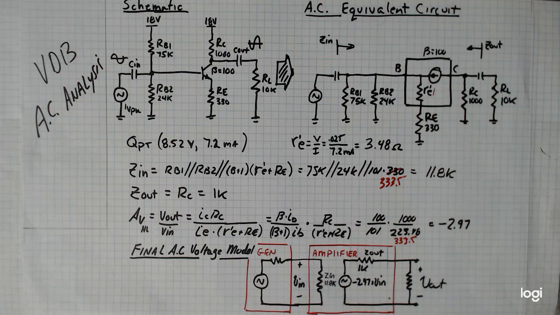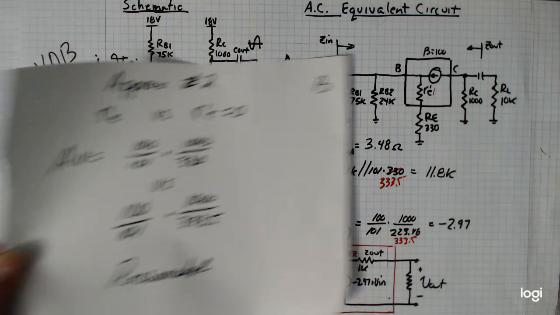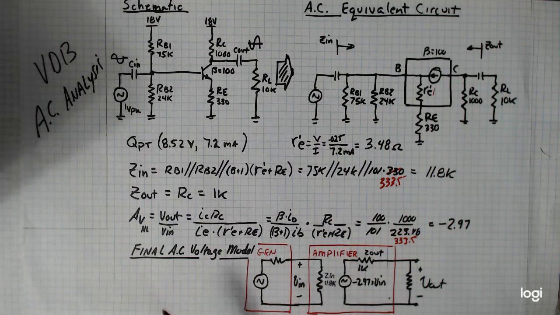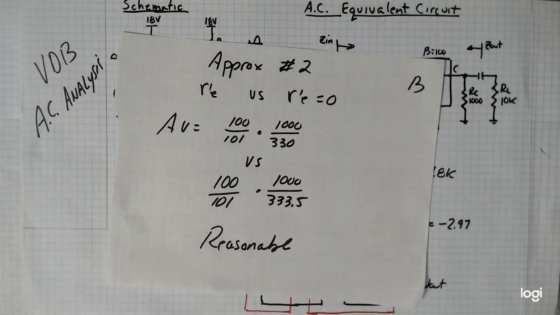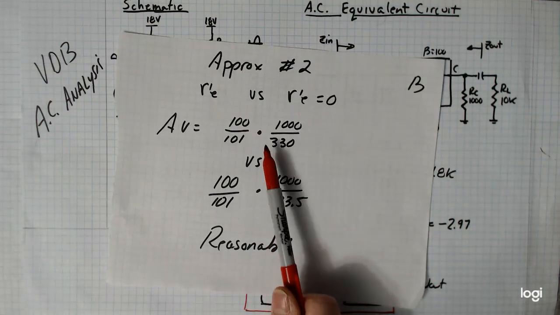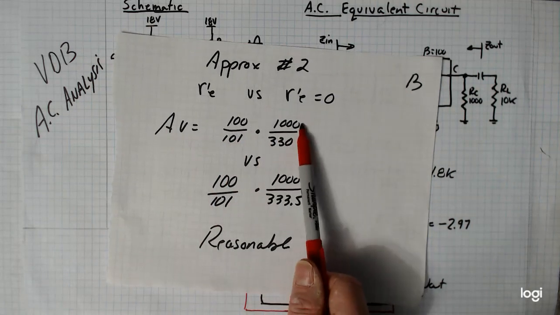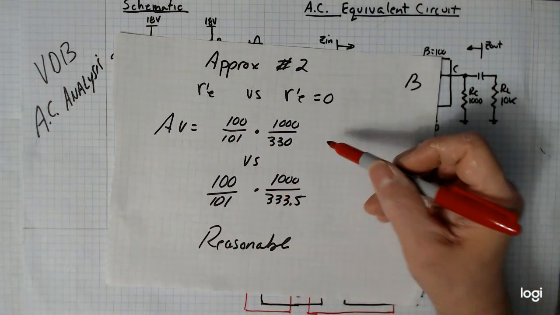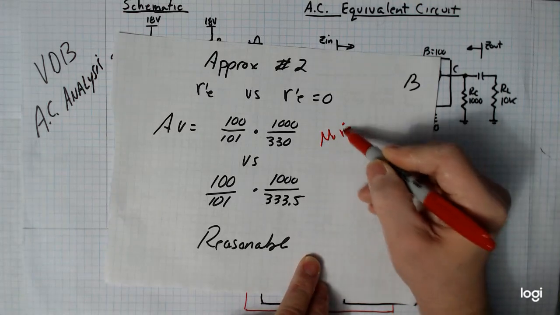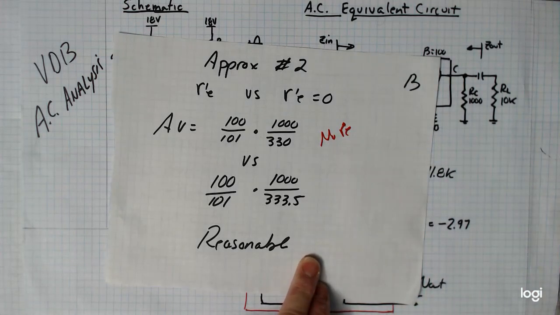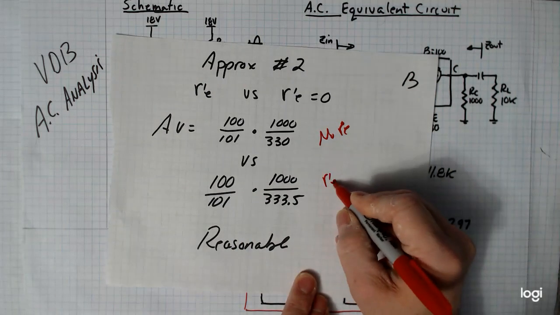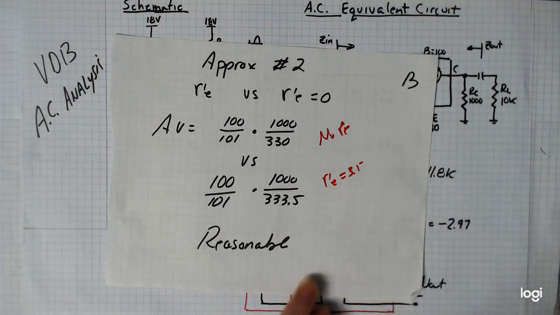And for gain, when we're calculating gain with R prime E, let's see, where did R prime E come in? Basically, it came in at the bottom here. So it was RC over the sum of them. What if it's just RC over RE? Well, that makes it 100 over 101 times 1,000 over 330. So this is with no R prime E versus 1,000 over 333. R prime E equals 3.5.